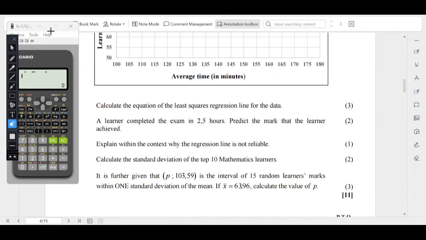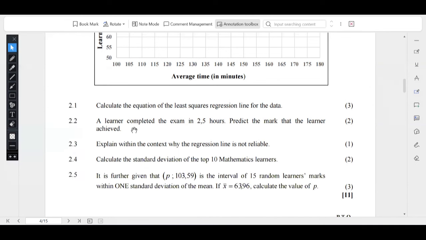It says a learner completed the exam in 2.5 hours. Predict the mark that the learner achieved. Right, so that means this is the part where we have to use our least square regression line. So we have 0.49x plus 12.41. So that means we can substitute in here 0.49, and where there's x, we put 2.5, plus 12.41. So that's 0.49 times 2.5 plus 12.41.